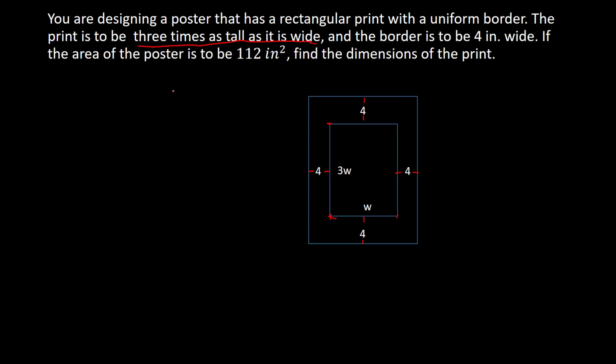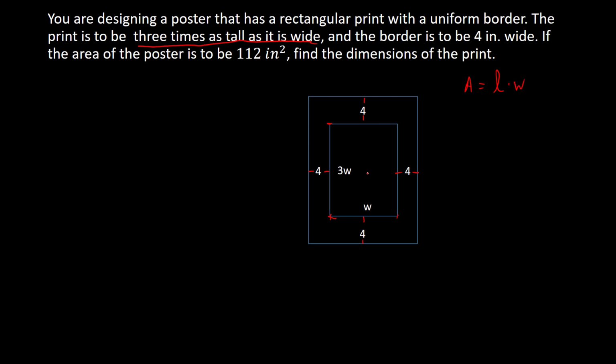So the question is saying that the area of the poster is to be 112 square inches. So the entire poster, the entire big rectangle, the area is 112 square inches. Well, how do you find the area of a rectangle? The area is going to be equal to the length times the width.